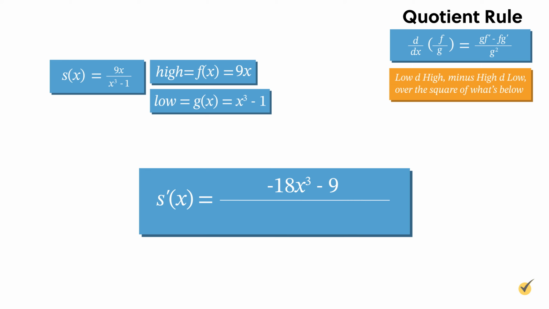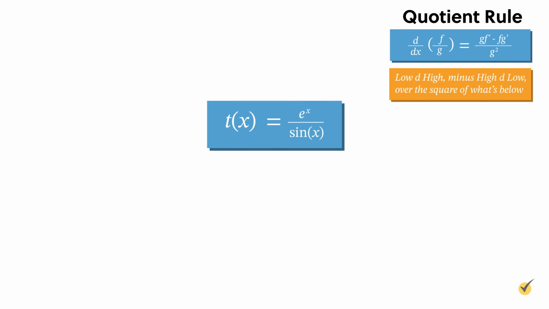Now the bottom of the derivative equals the square of what's below. So that'll be x cubed minus 1, the quantity, squared. The derivative of s of x is then the quantity negative 18 times x cubed minus 9 divided by the square of the quantity x cubed minus 1. Let's try another example with the quotient rule.